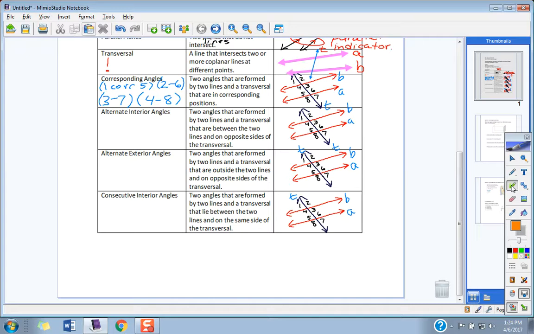Those are two angles that are formed by two lines, so my two lines, A and B again, and a transversal T right here, that are between the two lines. So we're talking about angles in between A and B. What numbered angles are in between A and B? 3, 4, 5, and 6. Now one of the angles has to be adjacent to line A, and one has to be adjacent to line B when we pair them up. But those angles in between line A and B also have to lie on the opposite side of the transversal.